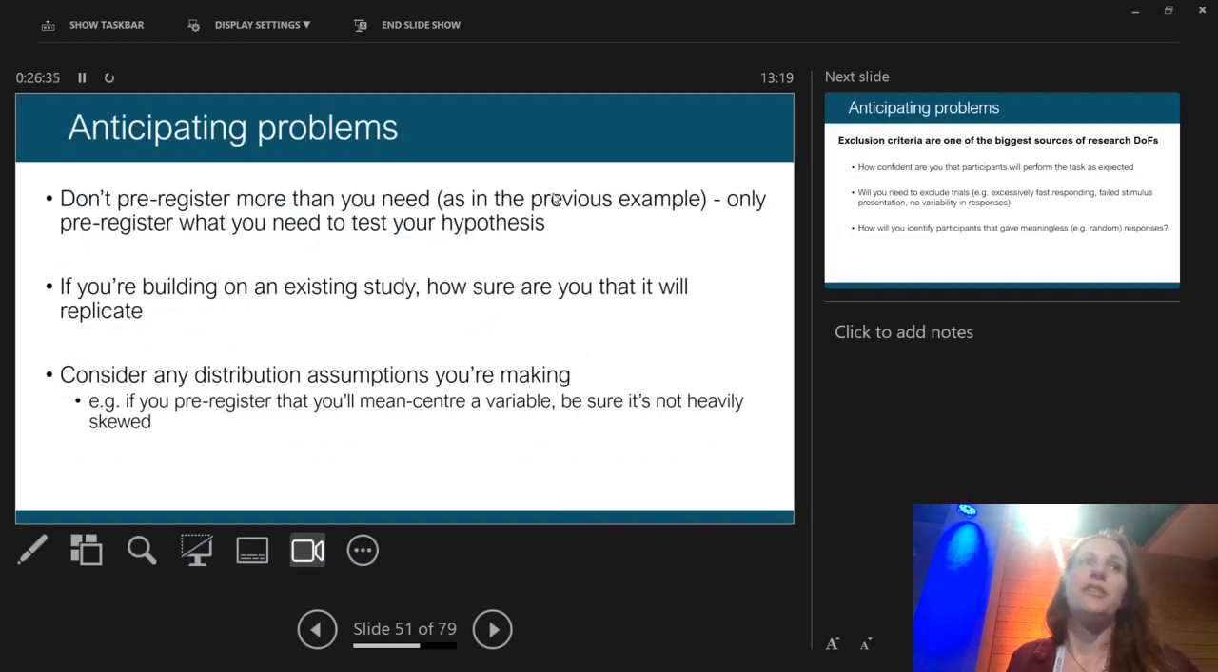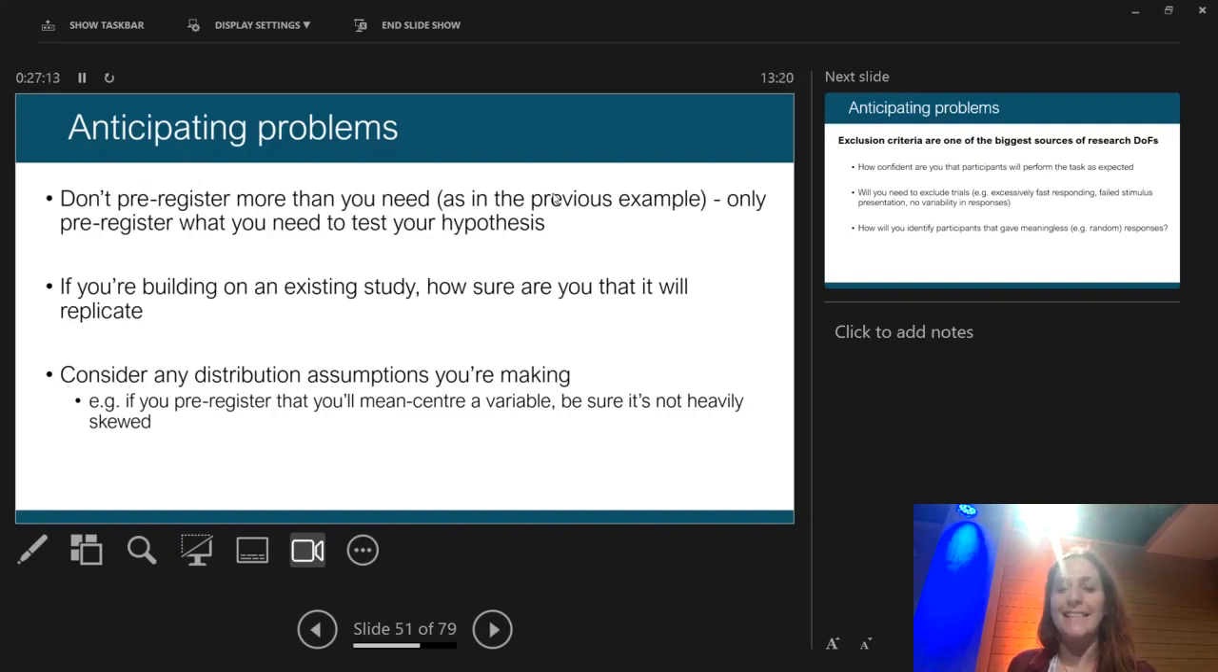So a lot of writing a good pre-registration just involves anticipating problems because when you first think about what it is that you need to test, in some cases it's relatively straightforward what you need to do. What makes some people nervous about pre-registration is that when you get the data, there's going to be all these things you didn't think about that mean that your plan has to change. And there are certain ways that you can anticipate these problems in some cases and build them into your pre-registration. So again, not pre-registering more than you need is a really important one.